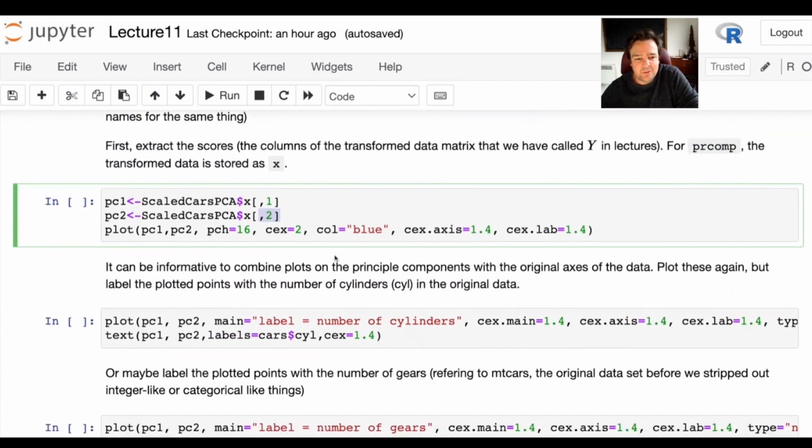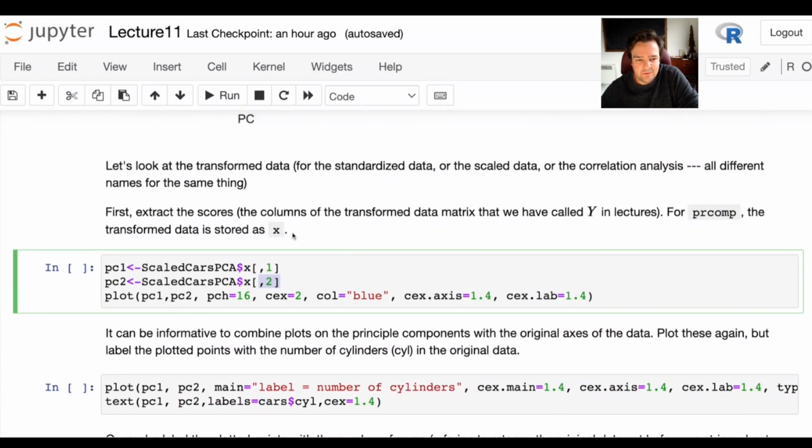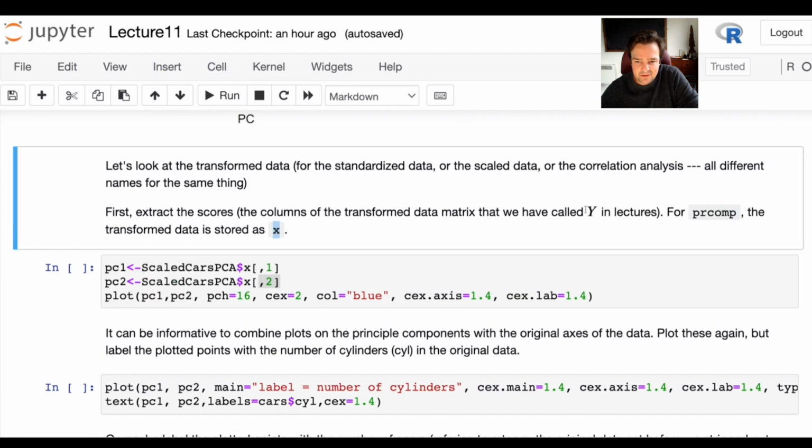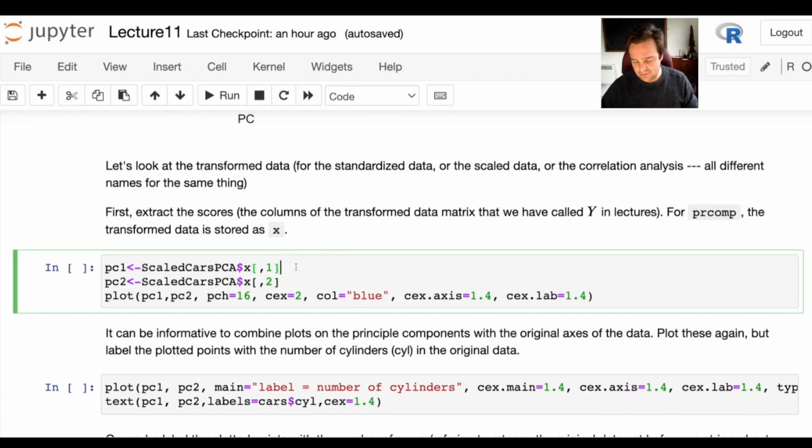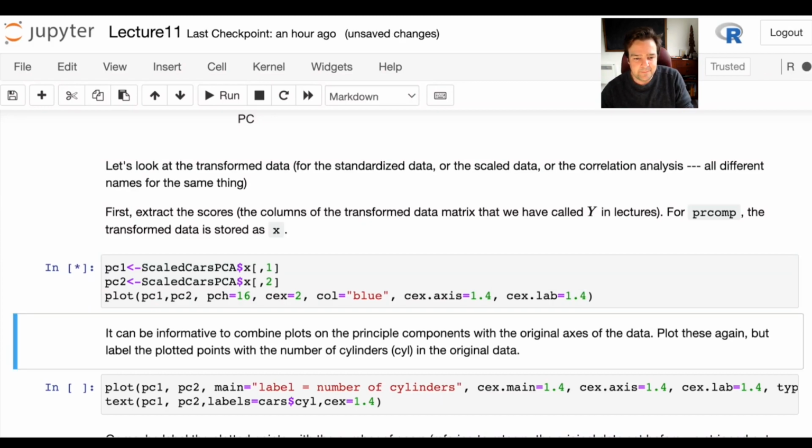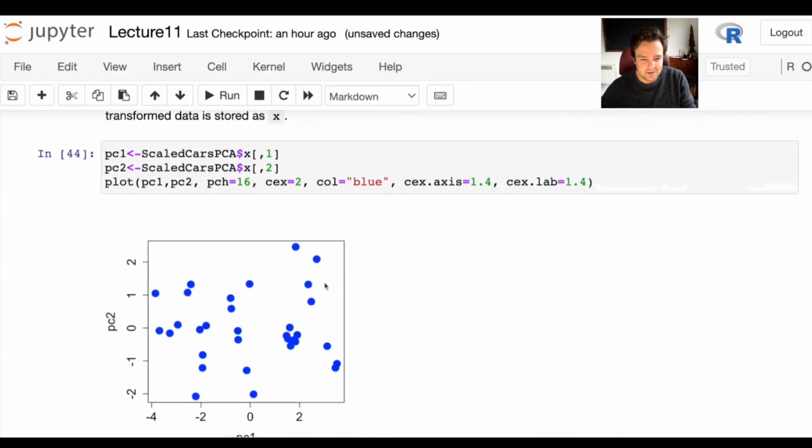So in prcomp, the transformed data is actually called X, just so you know. That's what we've been calling capital Y in the lectures, so be aware there's a sort of notational hazard there. PC1 is going to be column 1 of X, and PC2 is going to be column 2 of X. This is the output for the scaled PCA. And then we'll just make a plot of that. It should be a bunch of dots.